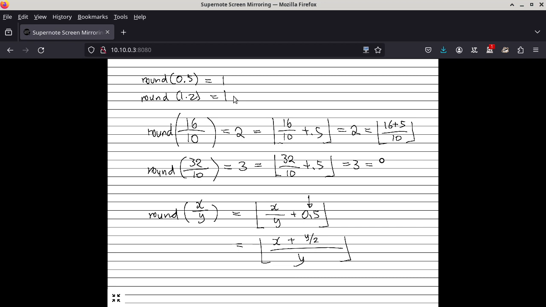What about this one? This becomes 32 plus 5, the whole thing divided by 10. Take the floor of that result. Does it work for you? 32 plus 5 is 37. 37 divided by 10 is 3.7. 3.7's floor is 3. Okay. But Tech, you still need floor, and floor is a floating point function. No, I don't need to use floor because integer division is automatically taking the floor anyway. So that means I have just found a way to do rounding after a division without using round at all.